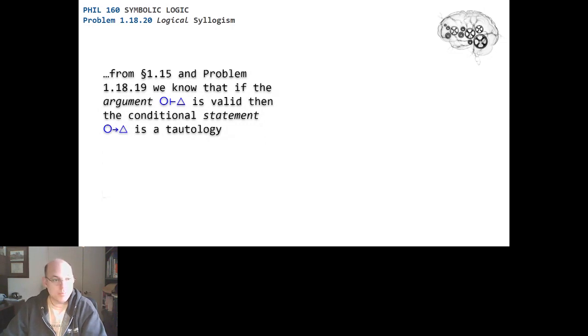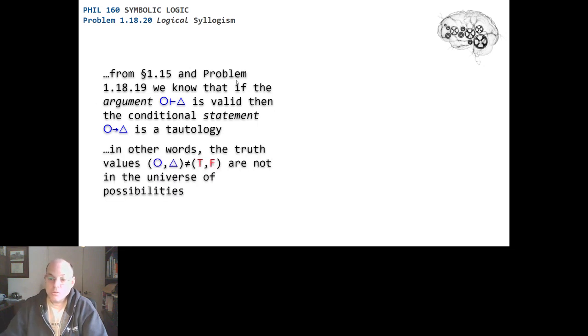Today I'm presenting problem 1.18.20. In this problem, we need some information from the previous problem, question 19, and also from section 1.15 in the book. In that section and in problem 19, we know that if we have an argument, circle, therefore triangle, and that argument is valid, then the associated conditional statement, circle only if triangle, is a tautology.